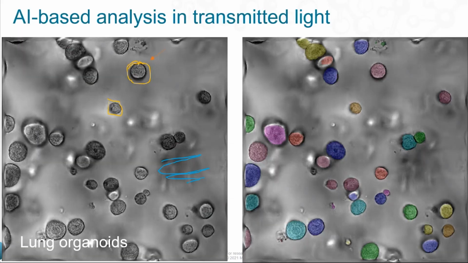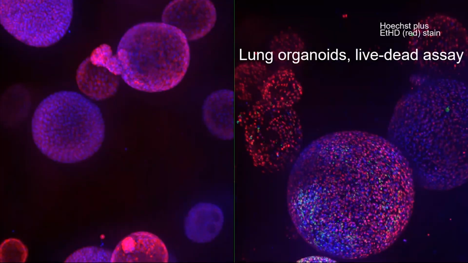So we developed methods using AI-based analysis in transmitted light, and software could be trained to recognize those organoids and also define their number, density, or area. So this is an example representing live-dead staining of organoids.